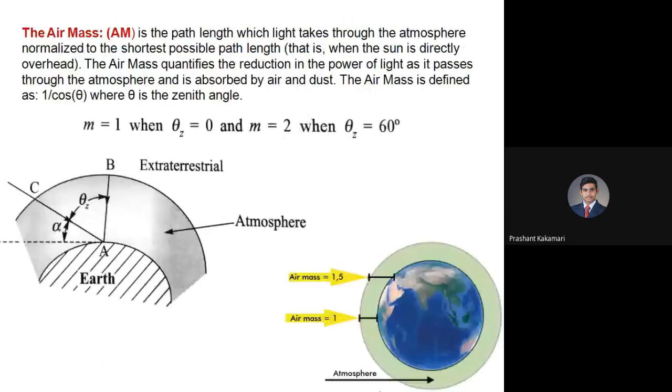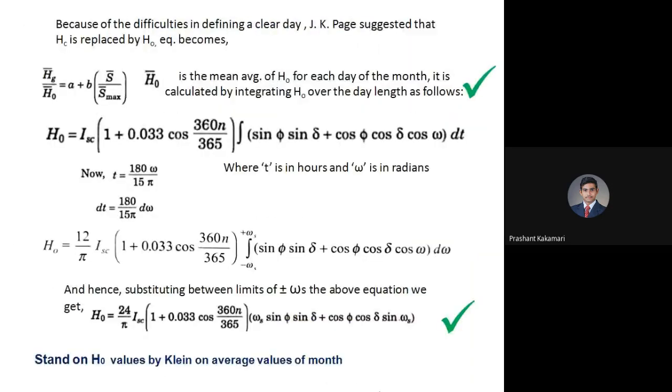But in this situation, going by this equation, it will change very little with respect to different countries. This H naught equal to 24 by pi times ISC, what we are finding, will change very little.